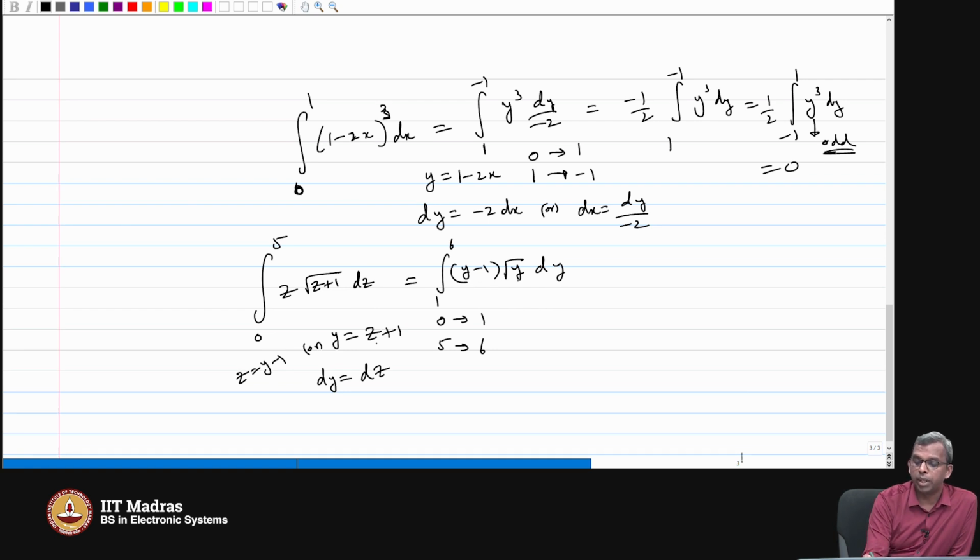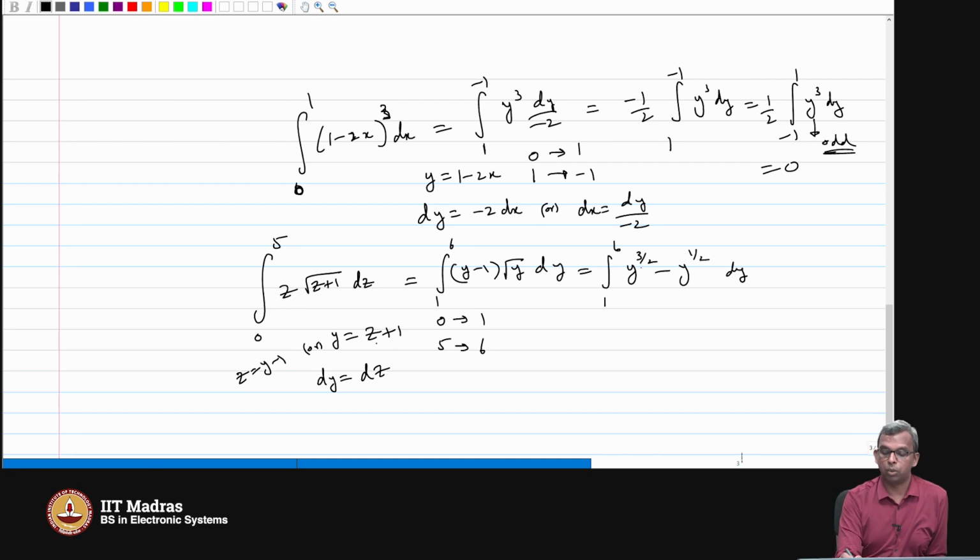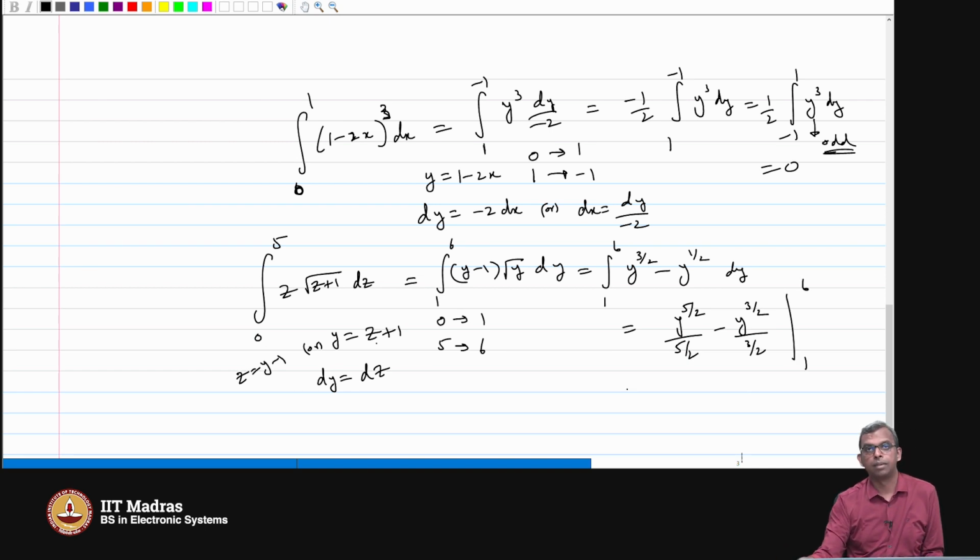So how do I do y minus 1 into root y? Do not be too confused by it, you can just multiply it out. What is y into root y? y power 3 by 2 minus y power 1 by 2 dy, and this you can do. You know the antiderivative of this. So this is y power 5 by 2 by 5 by 2 minus y power 3 by 2 by 3 by 2 between 1 and 6. You can evaluate this, just numerical evaluation after this point. I hope you saw how I did this.